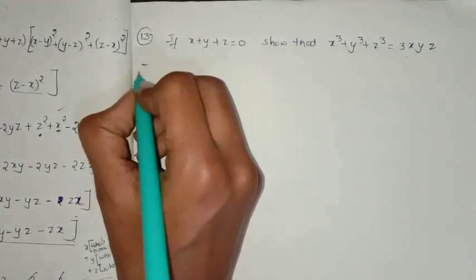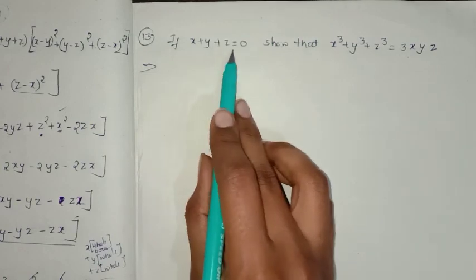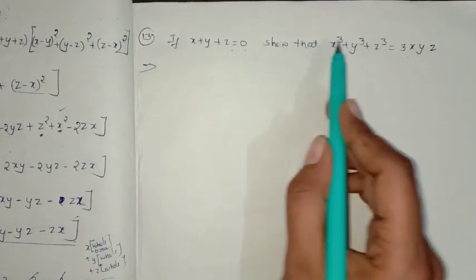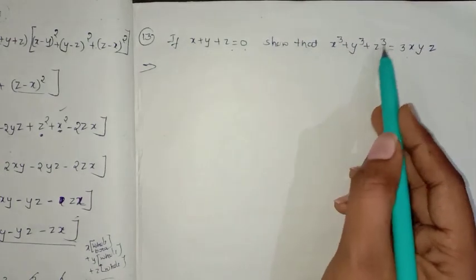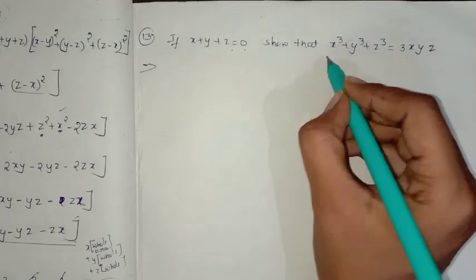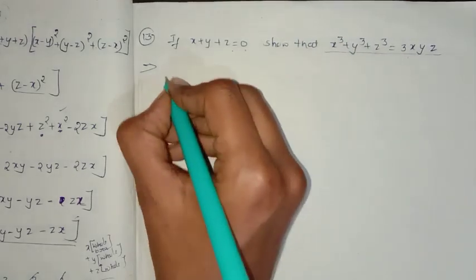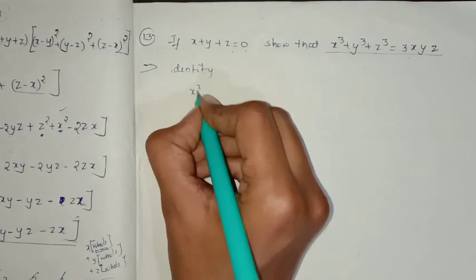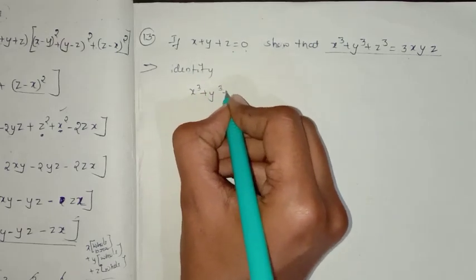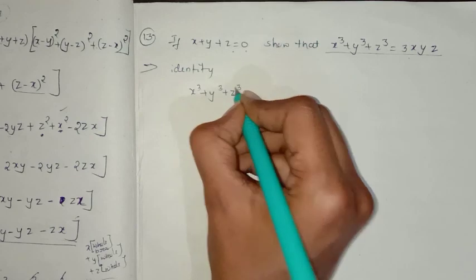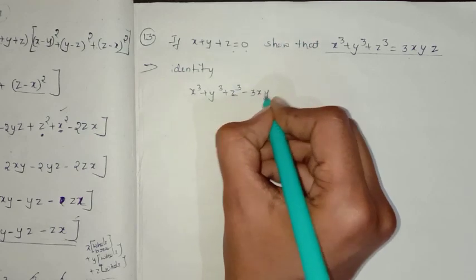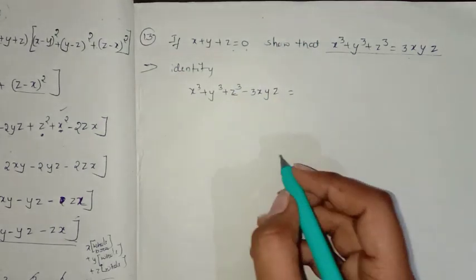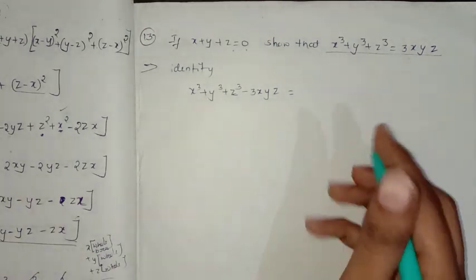So in the 13th question, what they have given: if x plus y plus z is equal to 0, show that x cube plus y cube plus z cube is equal to 3xyz. Here you can observe, there is one identity related to this. That is x cube plus y cube plus z cube minus 3xyz, which is equal to, we have studied the identity formula.